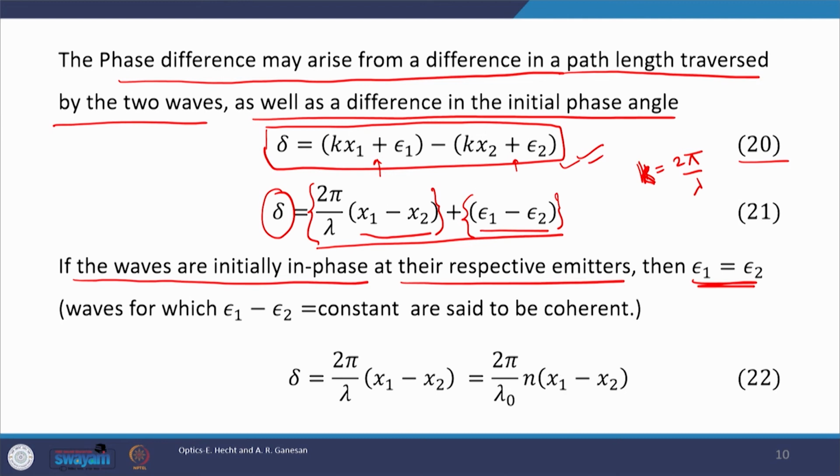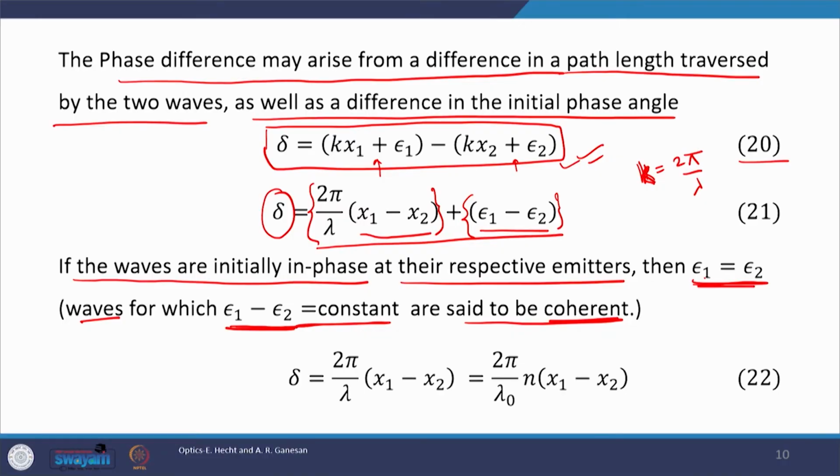In particular, waves for which this difference epsilon 1 minus epsilon 2 is constant throughout, such waves are said to be coherent. We will discuss more about this phenomenon of coherence in later lectures, but just to start with, if we have two waves which have their own respective initial phases, and the initial phase difference is constant throughout the motion, the waves are said to be coherent with each other.